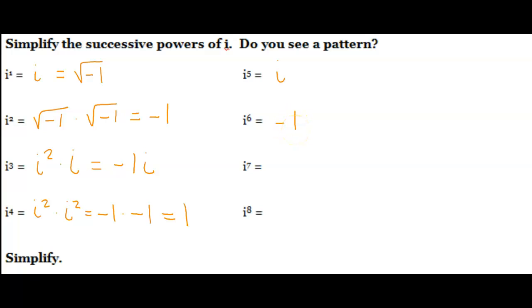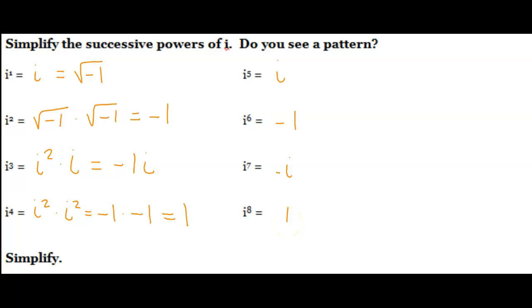i cubed is negative i. i to the 7 is odd, so it's got to have an i in it. This one is equivalent to i cubed, because 3 plus 4 gets you to 7. It works on a multiple of 4. So all multiples of 4 are always going to be equal to 1.